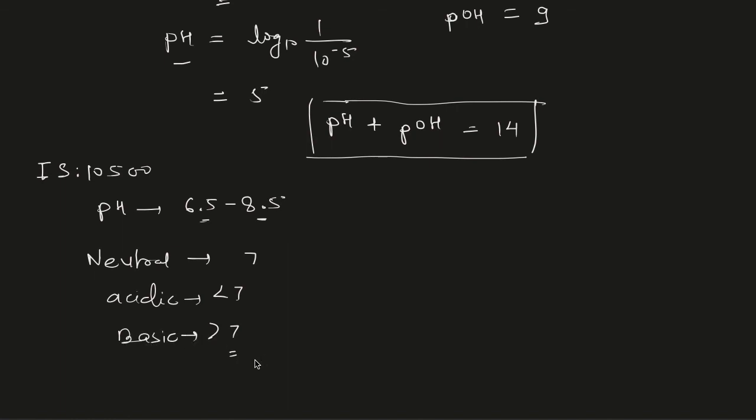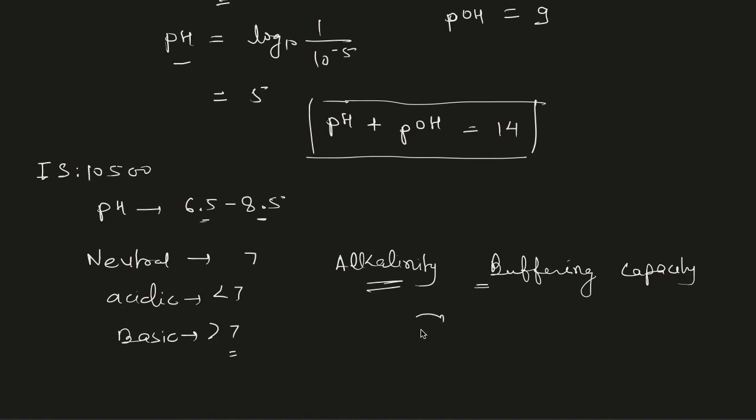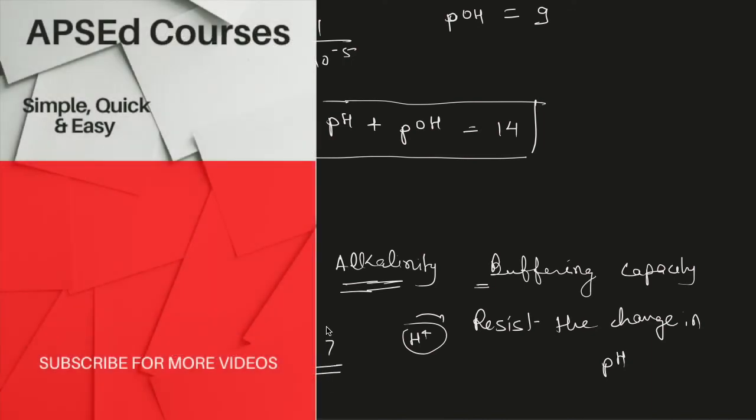Basicity indicates the pH greater than 7, and if we talk about alkalinity, then there is a slight difference. Alkalinity tells us the buffering capacity of the solution. That is, if we add acid in the water, if we add hydrogen ion, then how much this water can resist the change in pH, that will be indicated by the alkalinity, whereas basicity is just indicating the pH value. If the value is greater than 7, then it's a basic solution, whereas alkalinity talks about the buffering capacity to resist the change in pH.